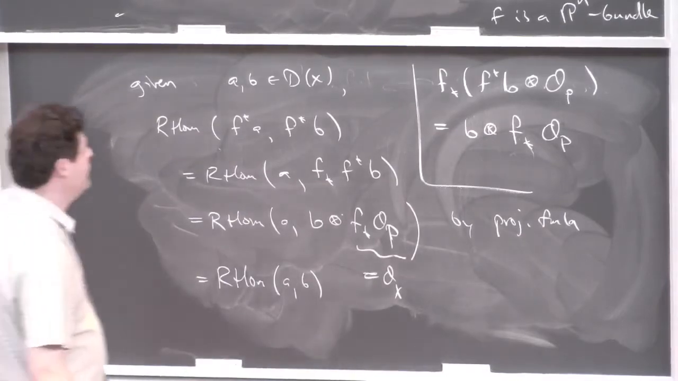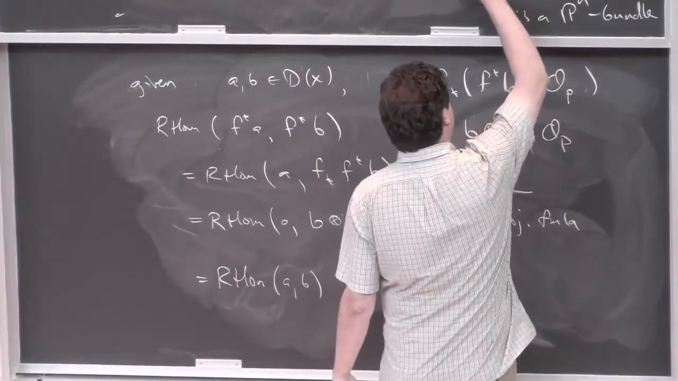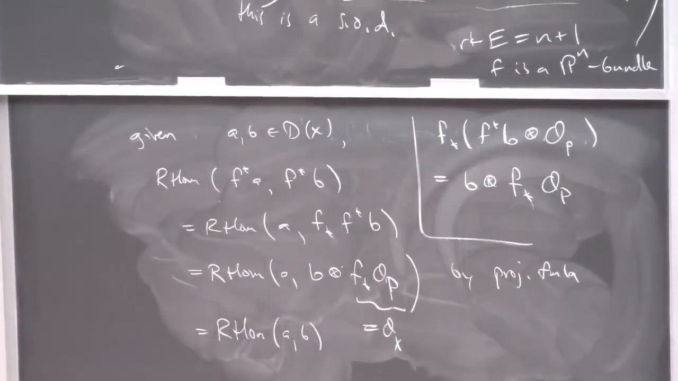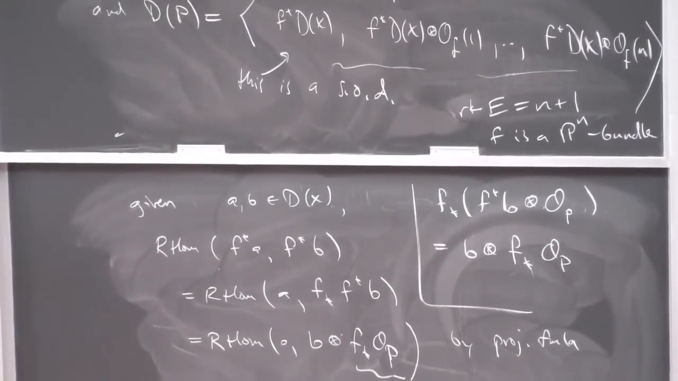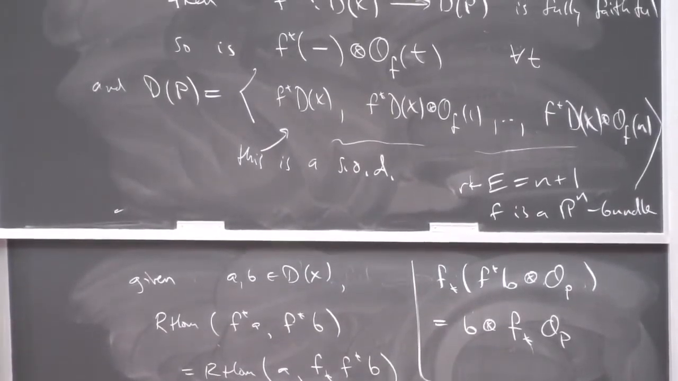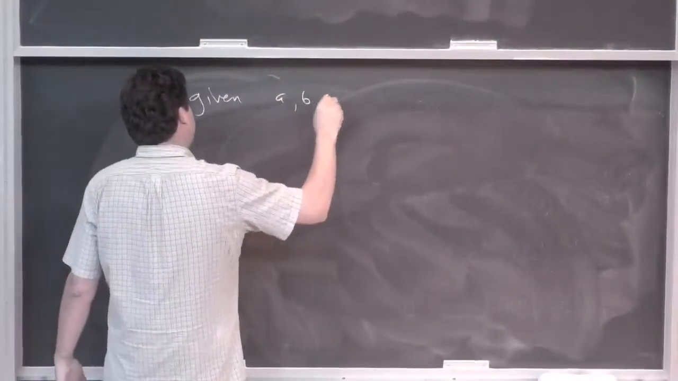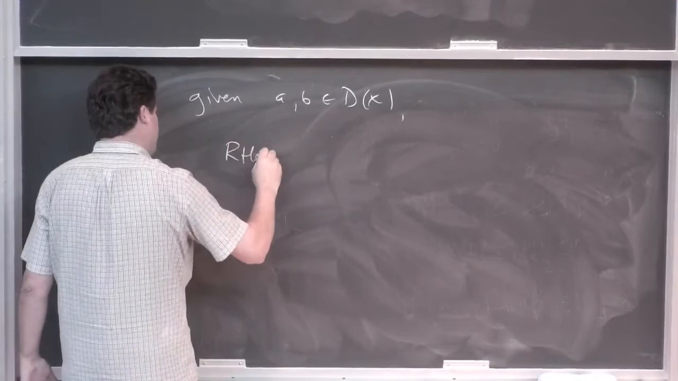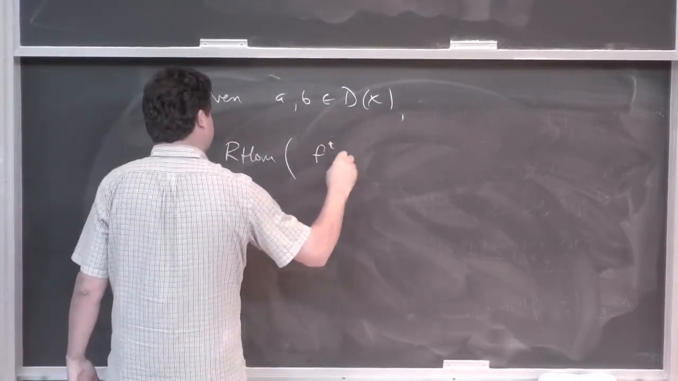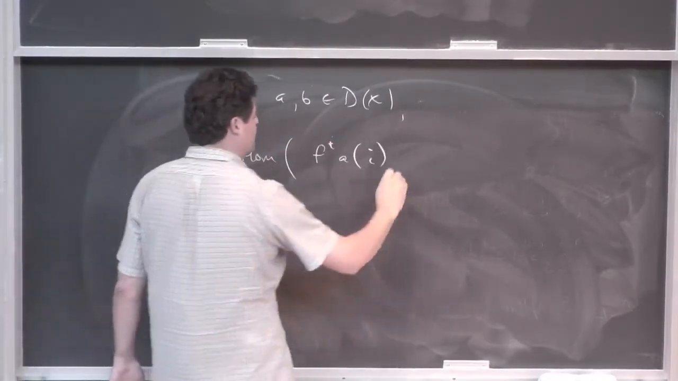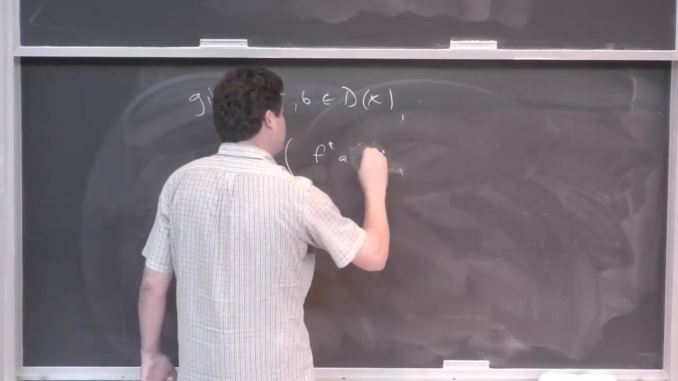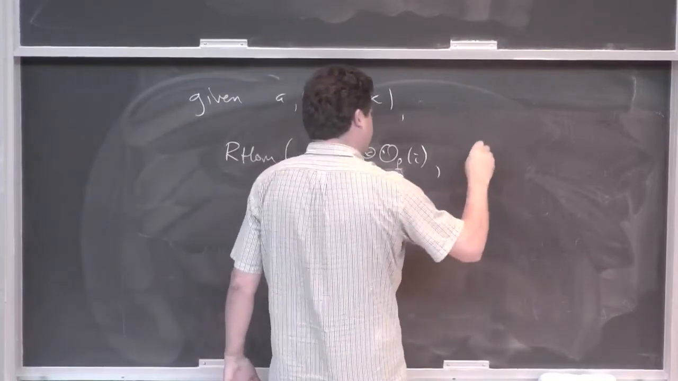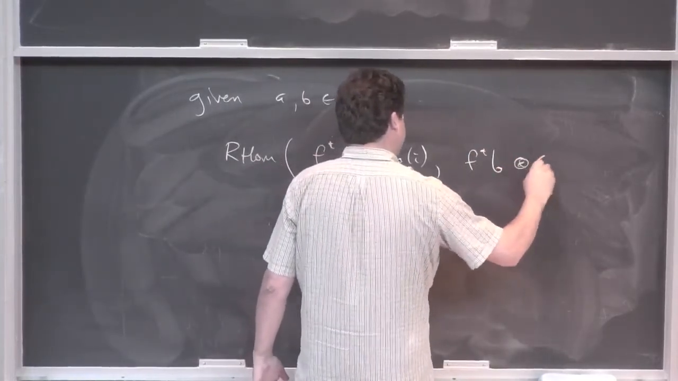Next, I want to show that there are no R-HOMs from the later ones to the earlier ones. This is going to be a lot like Bailenson. Well, it's going to be a bit like Bailenson. So given A and B again in D of X, an R-HOM from F upper star A twisted by I to F upper star B twisted by J.